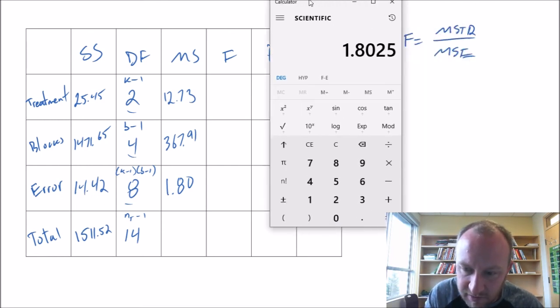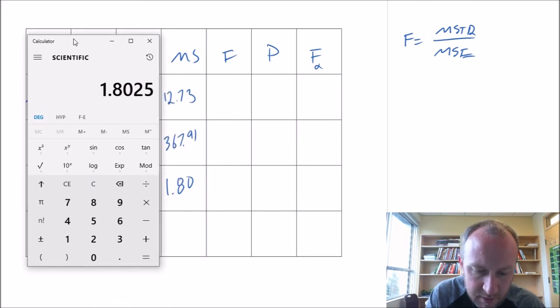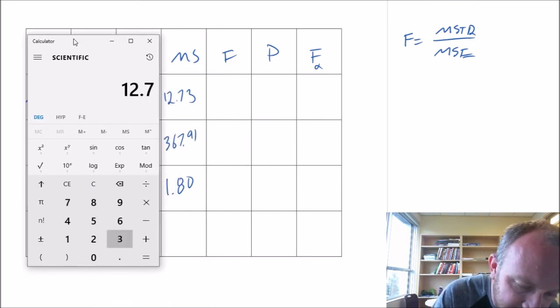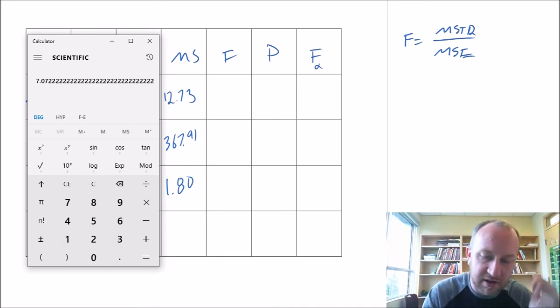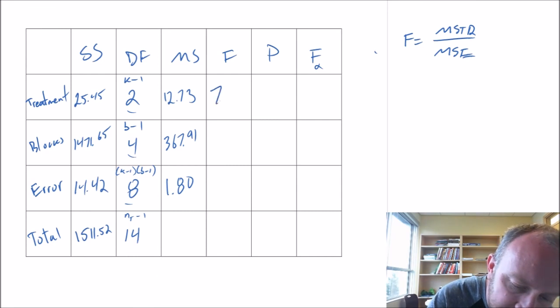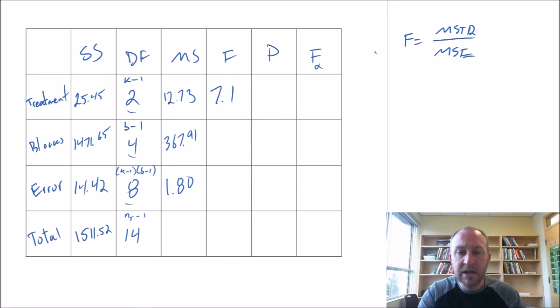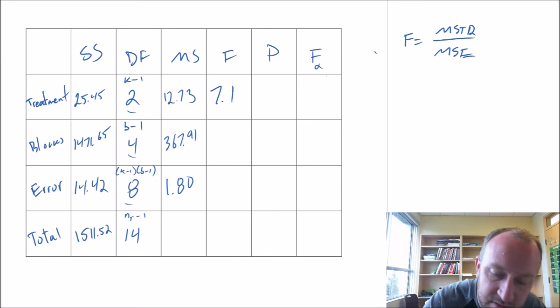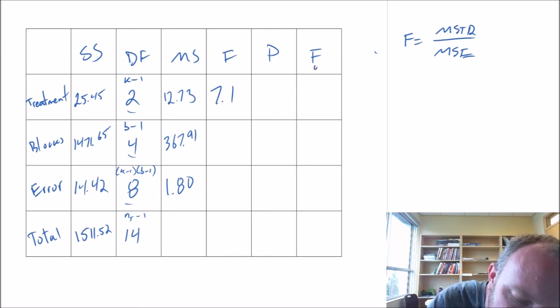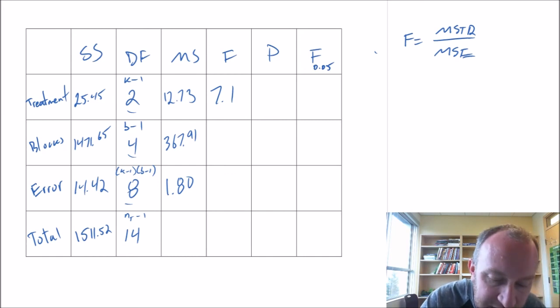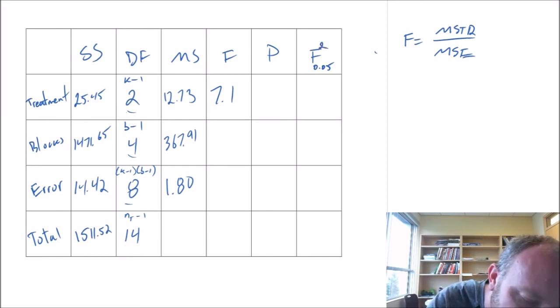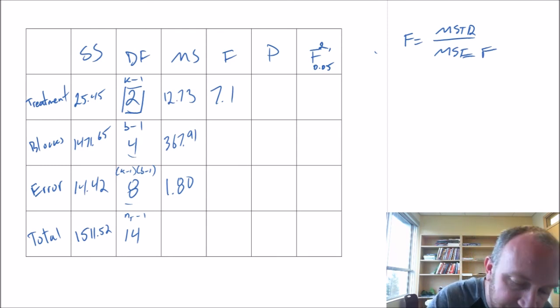So 12.73 divided by 1.8 is, let's call it, 7.1. Okay, now let's get our critical value. So we're doing this test at the 0.05 level of significance. We have 2 degrees of freedom in the numerator, that's our 2 degrees of freedom here. And our denominator, well, that's degrees of freedom for MSE, so that's 8 degrees of freedom in the denominator.